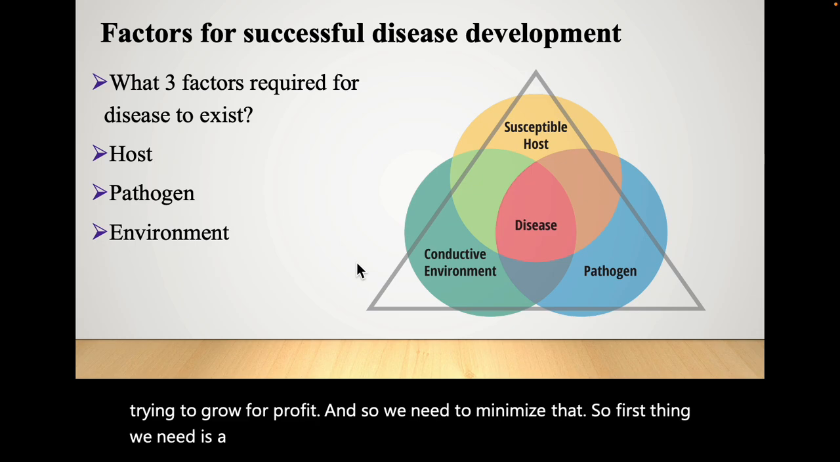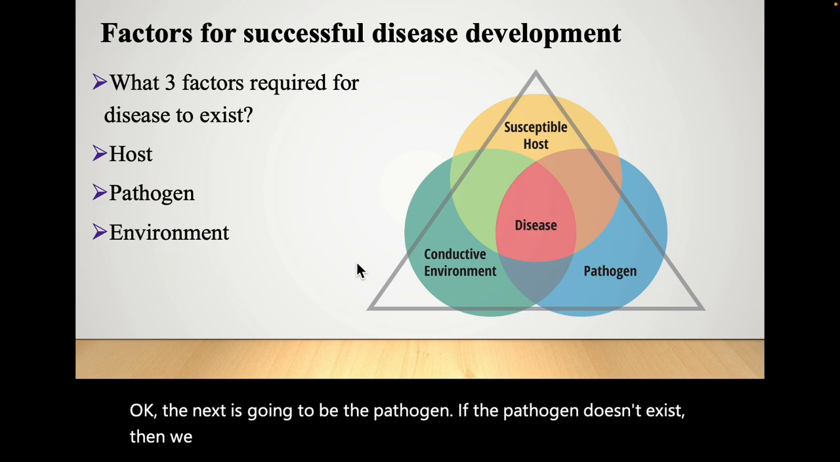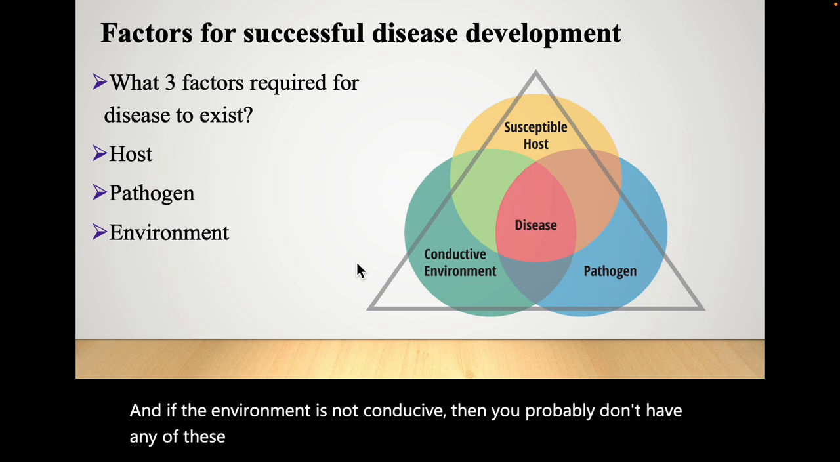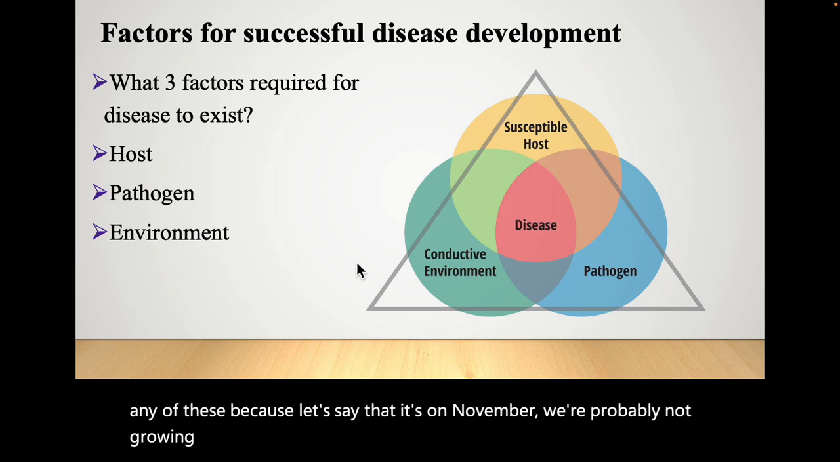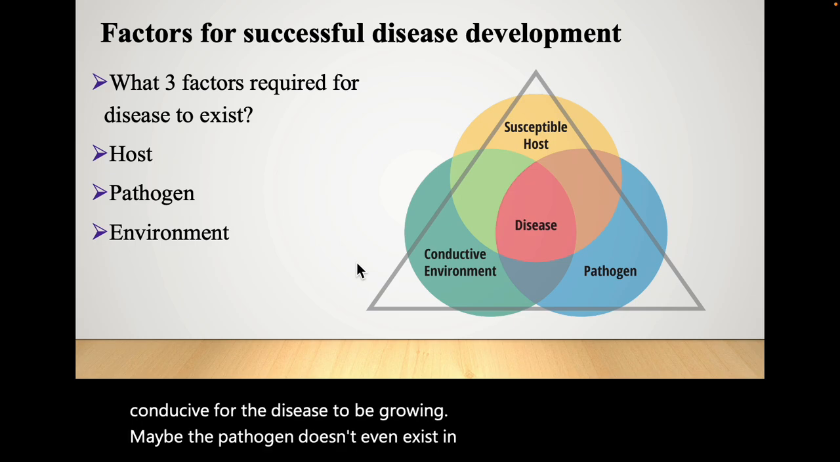Okay? The next is going to be the pathogen. If the pathogen doesn't exist, then we don't have a problem. And then finally, the environment. If the environment is not conducive, then you probably don't have any of these, because let's say that it's November. We're probably not growing much corn in November. Also, the temperature is probably not conducive for the disease to be growing. Maybe the pathogen doesn't even exist in that environment.